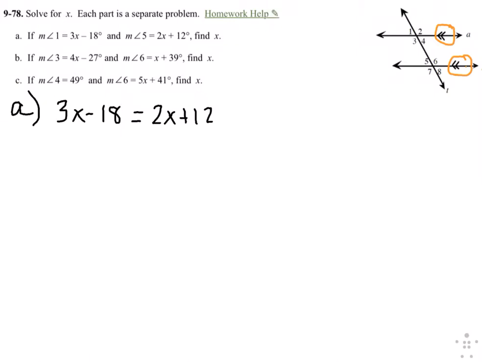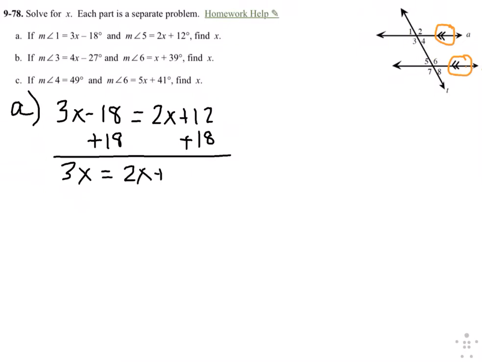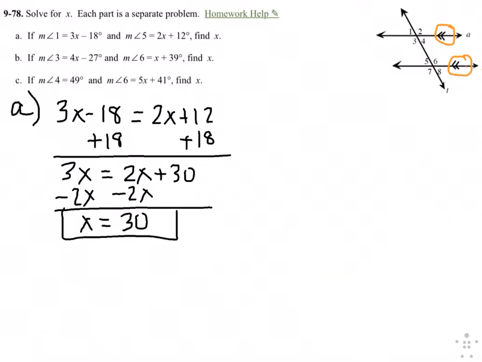So now we solve, right? We add 18 to both sides. We get 3x equals 2x plus 30. We subtract 2x, and we get x equals 30. And we've solved part A. There's part A, x equals 30, right? Or 30 degrees to be precise.